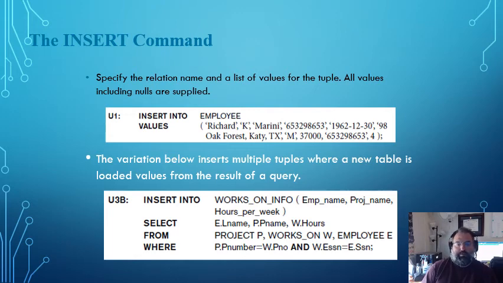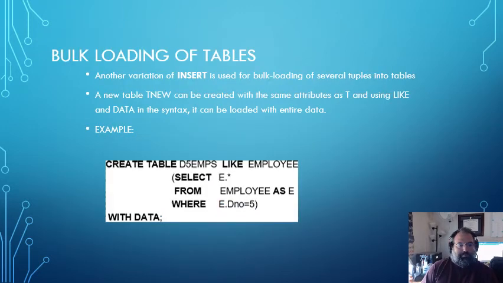It is inserting these column names, these three columns, based upon this selection criteria. So you're inserting from a selection statement, which is a fairly common thing to do. Bulk loading of tables. Sometimes you use insert for bulk loading of multiple rows into a table. A new table, T new, can be created with the same attributes as T, using a like syntax, and it can be loaded with the entire data.